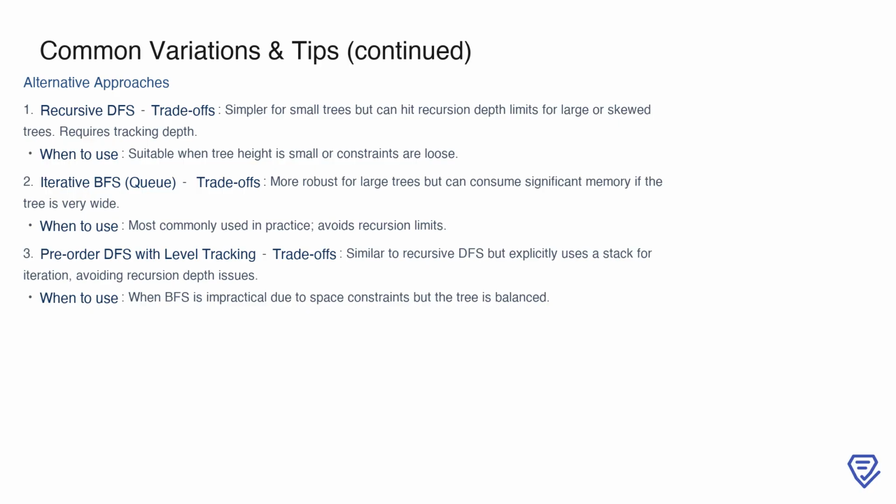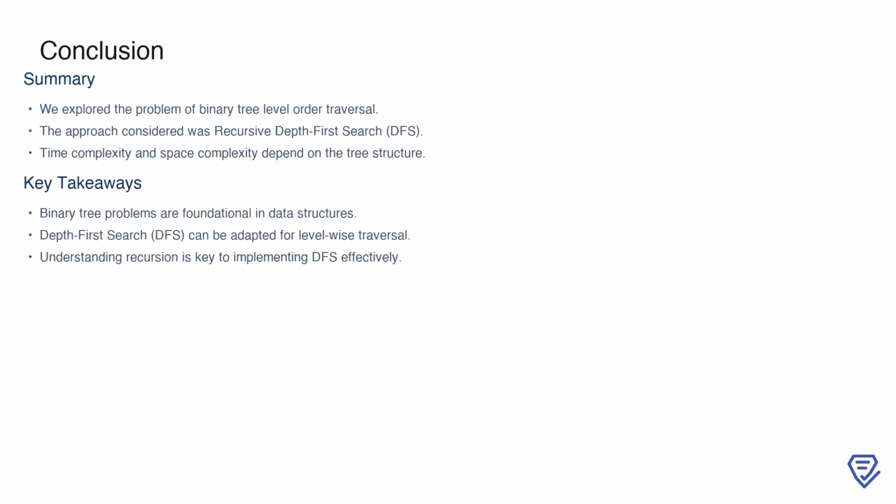Another option is pre-order DFS with level tracking, where you explicitly use a stack to manage iteration and avoid recursion depth issues. This method is beneficial when BFS is impractical due to space constraints, particularly if the tree is balanced. Each of these methods has its place, and understanding their strengths and weaknesses will help you choose the right one for a given problem. Great job! We've successfully walked through the binary tree level order traversal problem and discussed an approach to solve it.